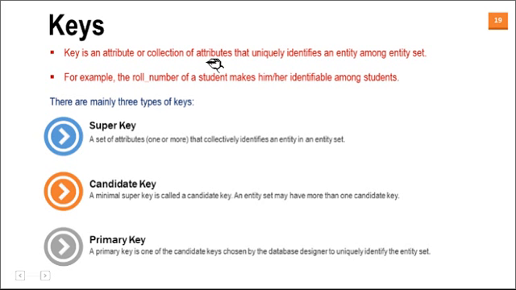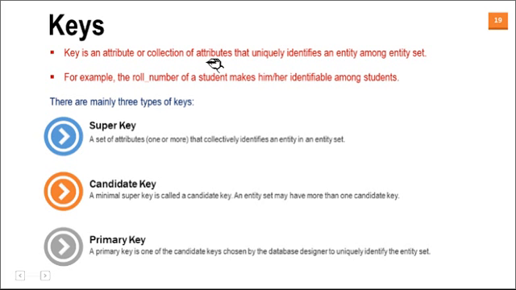What is a super key? A super key is a set of one or more attributes that collectively identify an entity uniquely in an entity set. Next one is my candidate key. A minimal super key is called a candidate key. What does minimal mean? If I can uniquely identify my tuple by one attribute, then I will not use two. If by two I can uniquely identify my tuple, then I will not use three. This is the reason it is a minimal super key.